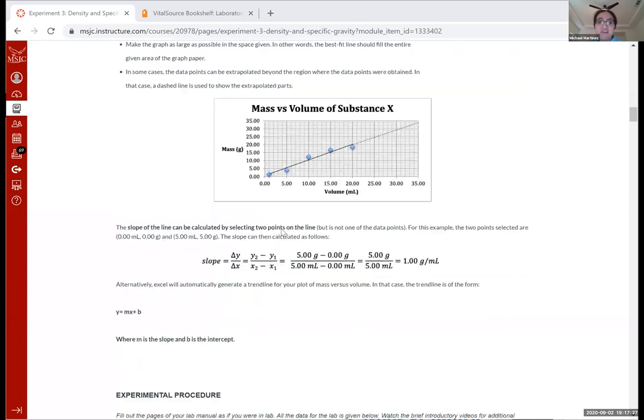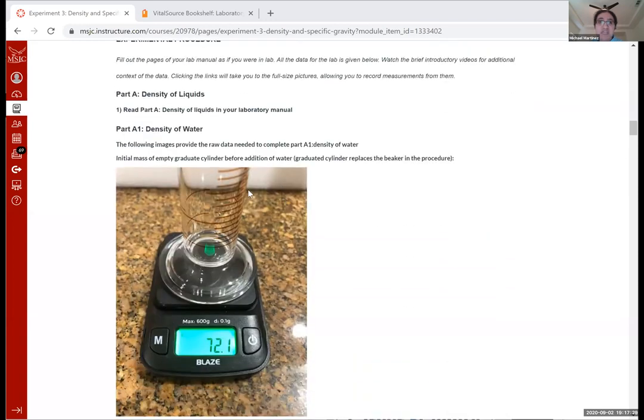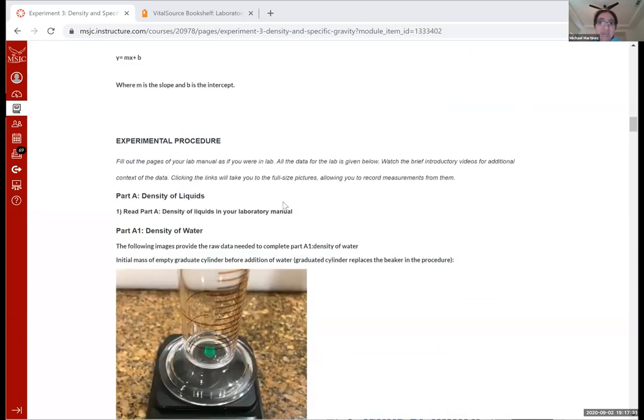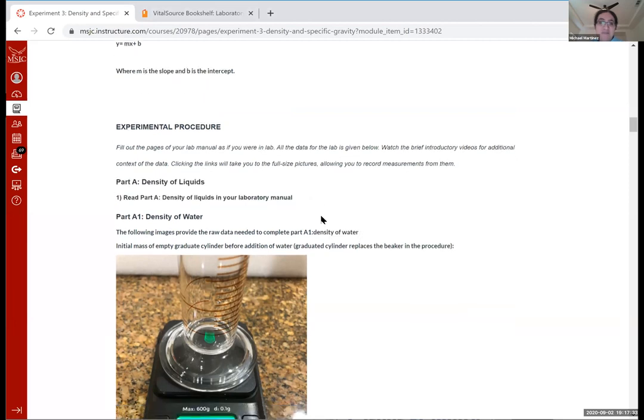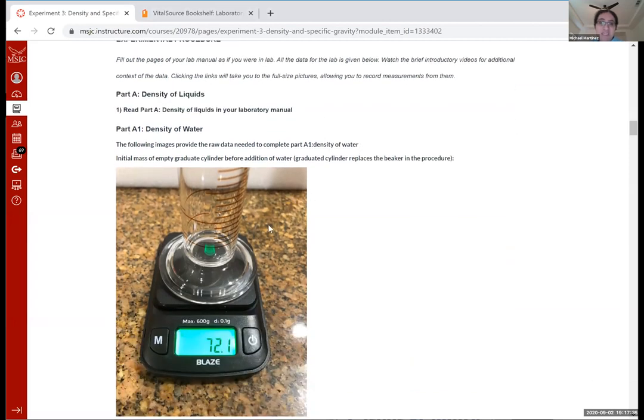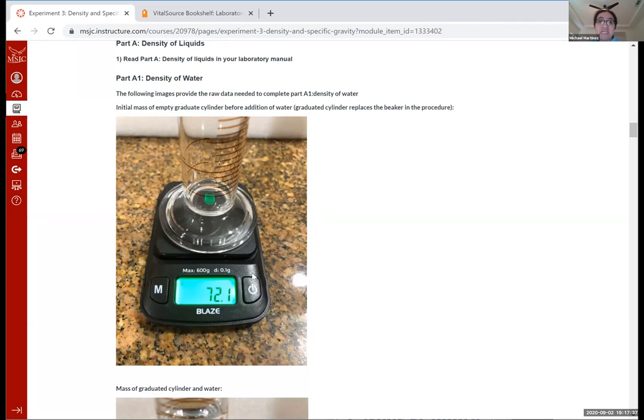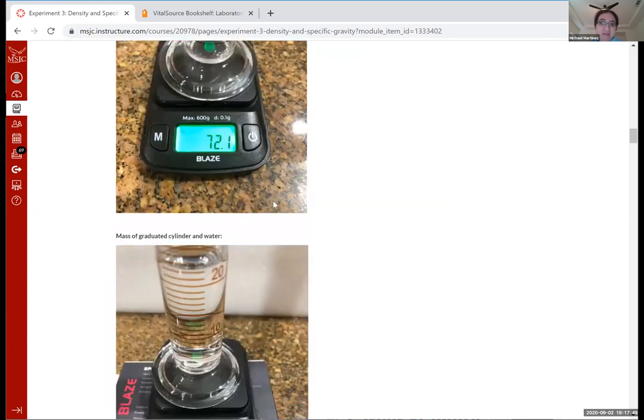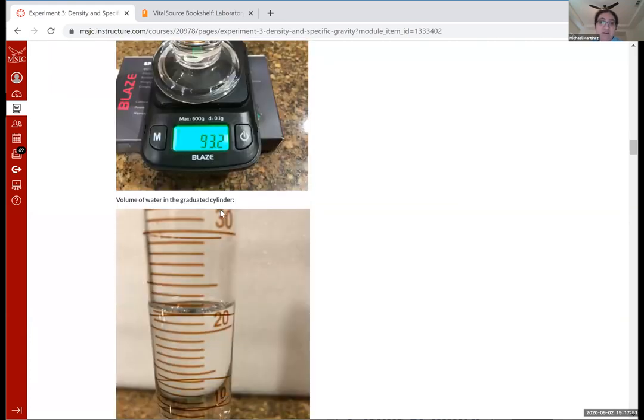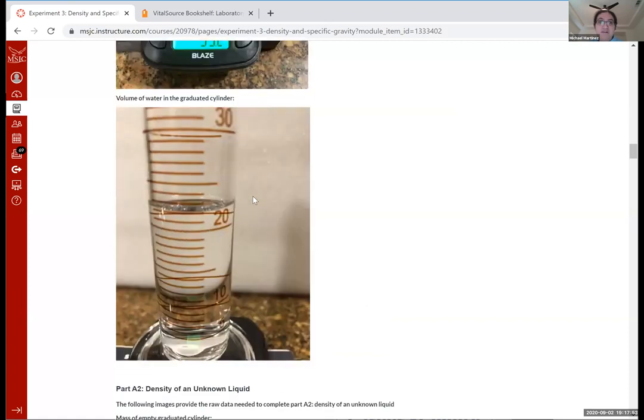The data that you've been provided is shown here. So for part A, the density of liquids, I provided you all of the data in these pictures that you would need to calculate. In this case, for part A1, I have all the data that you need for you to calculate the density of water. So you're going to measure the mass of water and the volume of water.